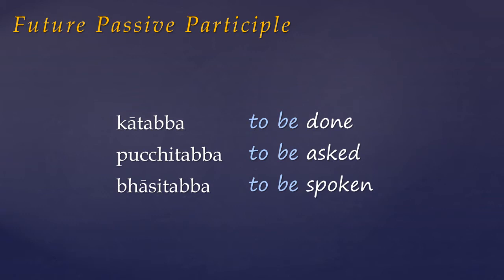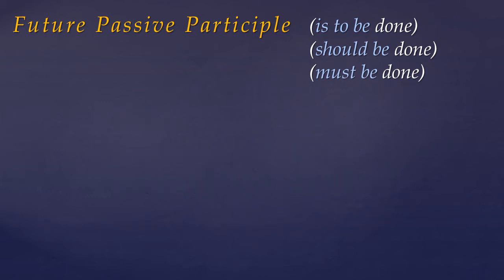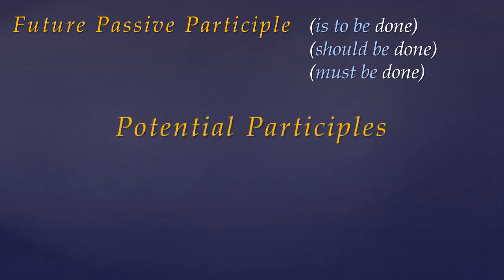And although called future passive participles, rather than simple future, they imply a sense of potential mixed with obligation. This is to be done, this should be done, or this must be done. So sometimes they're also termed potential participles, and often gerundives as they correspond to gerundives in Latin.